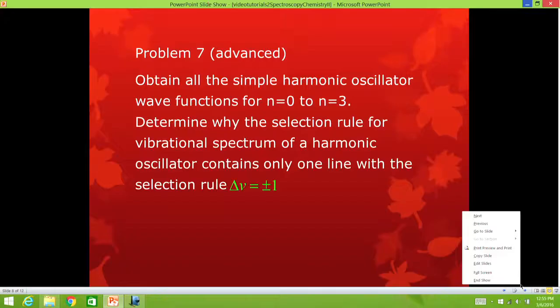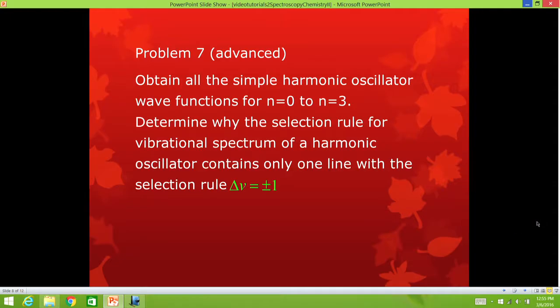The next problem is a formal process. It is basically asking you to write all the simple harmonic oscillator wave functions for n equal to 0 to n equal to 3. It is a textbook exercise, and most important for this is to determine why the selection rule for the vibrational spectrum of a harmonic oscillator contains only one line with the selection rule delta nu is equal to plus minus 1. That is important.